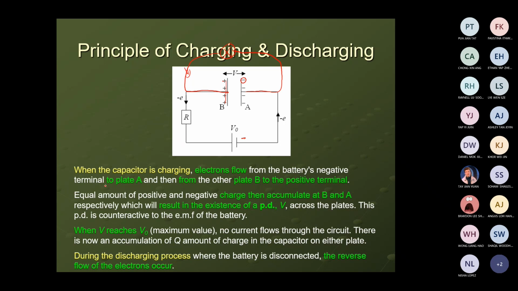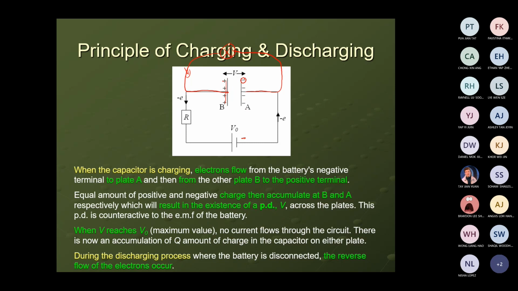When the capacitor is charging, electrons flow from the battery's negative terminal to plate A, and then from the other plate B to the positive terminal. You know, right? Before charging, plate A and plate B are neutral, right? What is meant by neutral? Neutral means they have the same amount of positive and negative charge.